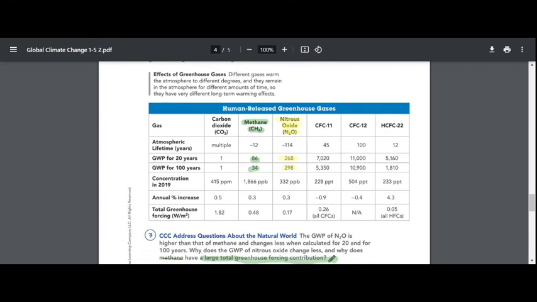So this table right here, titled Human Released Greenhouse Gases, demonstrates the effects of greenhouse gases. There are different gases that warm the atmosphere to different degrees, and they remain in the atmosphere for different amounts of time. So they have very different long-term warming effects. These are the two that we want to pay attention to: the methane over 20 years and then over 100 years, and the nitrous oxide over 20 years and then over 100 years.